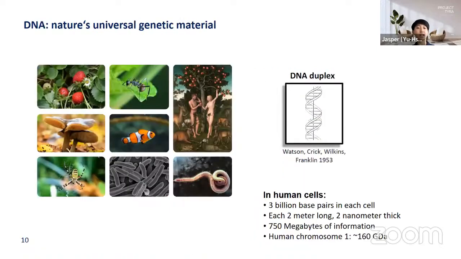We all know DNA as a universal genetic material, and it also has some quite remarkable properties. In human cells, each cell has 3 billion base pairs. If you stretch all of this DNA, you will get a 2 meter long string, and it also carries a large amount of information that determines the cell fate infinitely.